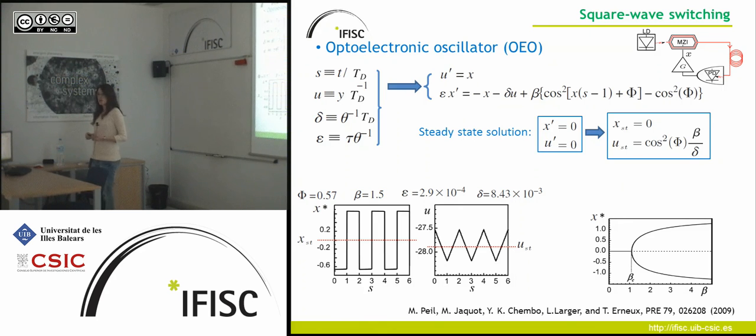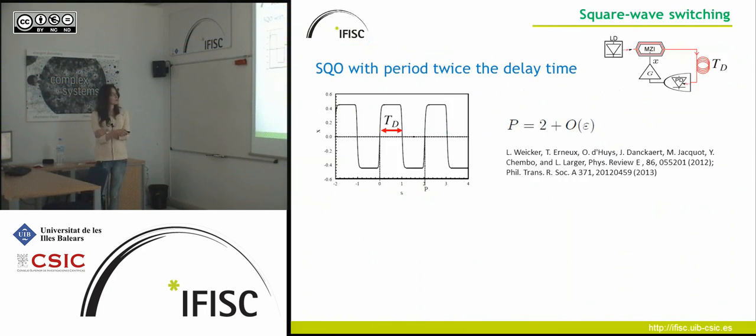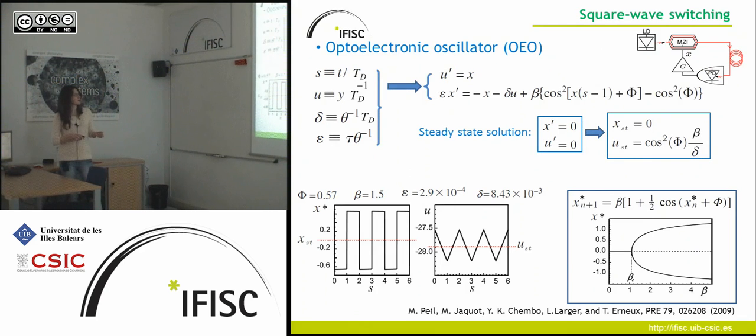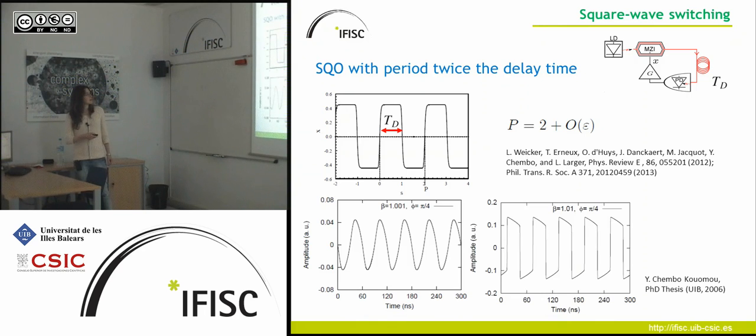For this system, one can obtain an amplitude equation if one relates the value of the variable at consecutive plateaus. This map can be obtained in the limit epsilon going to 0, this parameter, and delta going to 0. With these opto-electronic oscillators and positive feedback, the solutions have a period twice the delay time. There is a correction to the period which is due to the time needed for the fast transition between the plateaus. These solutions emerge with a Hopf bifurcation.